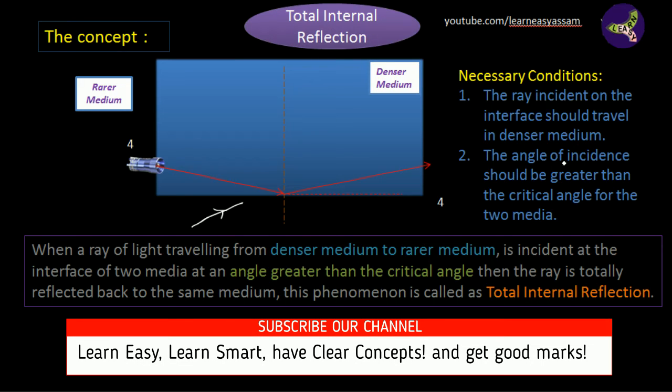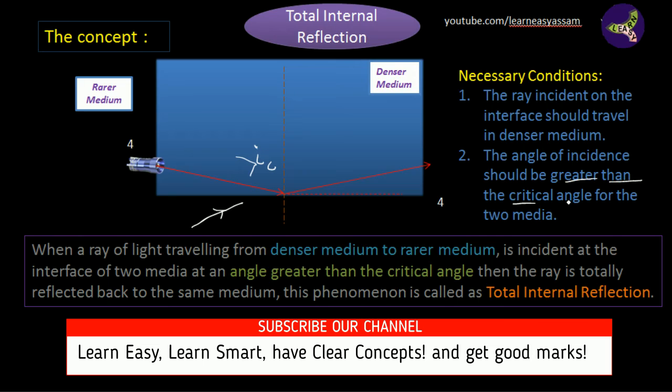And the second point is the angle of incidence should be greater than the critical angle for the two media. So the critical angle for two media, if IC, then the angle of incidence must be greater than IC.